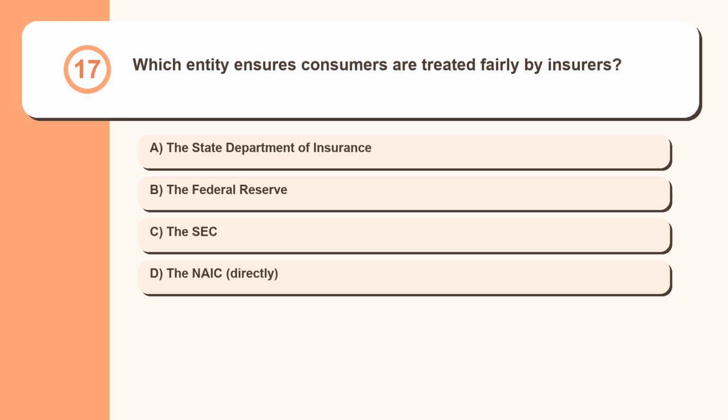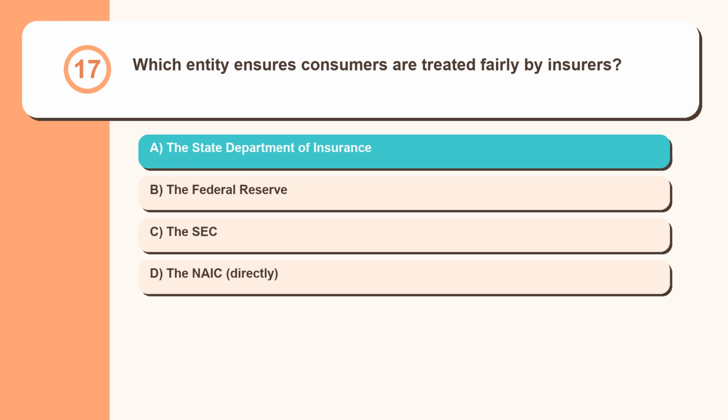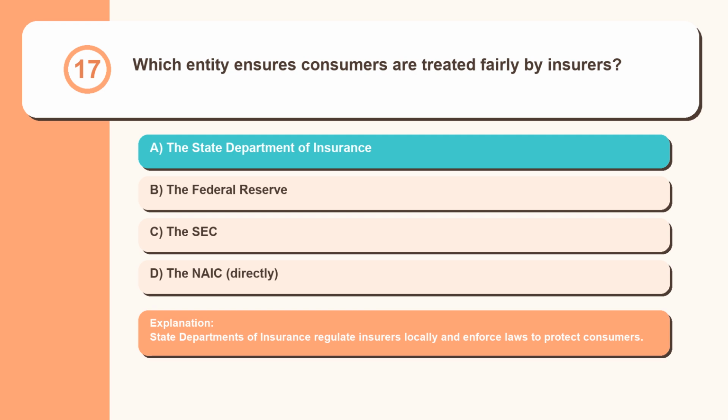Question 17. Which entity ensures consumers are treated fairly by insurers? The State Department of Insurance, the Federal Reserve, the SEC, the NAIC, directly. State departments of insurance regulate insurers locally and enforce laws to protect consumers.